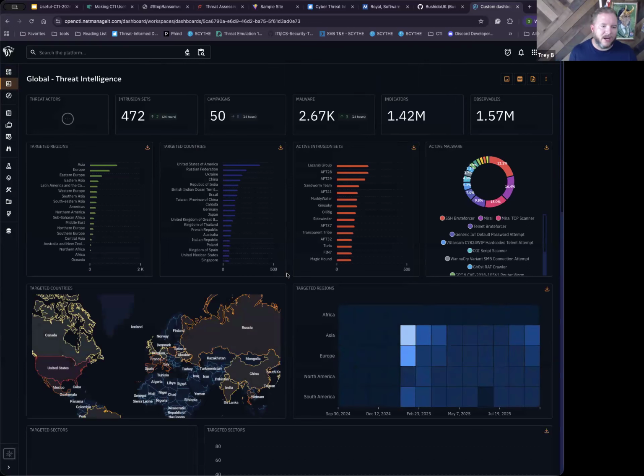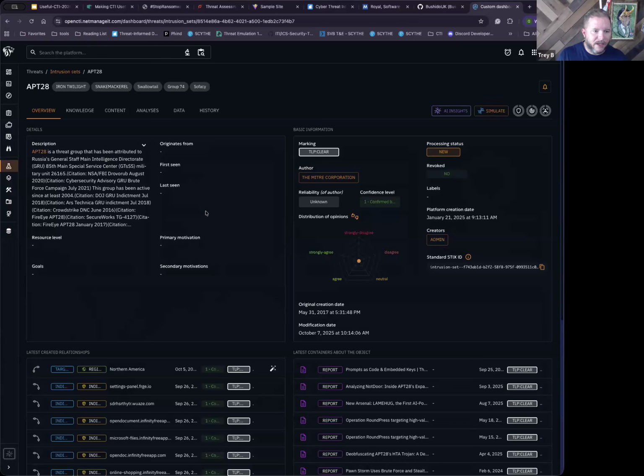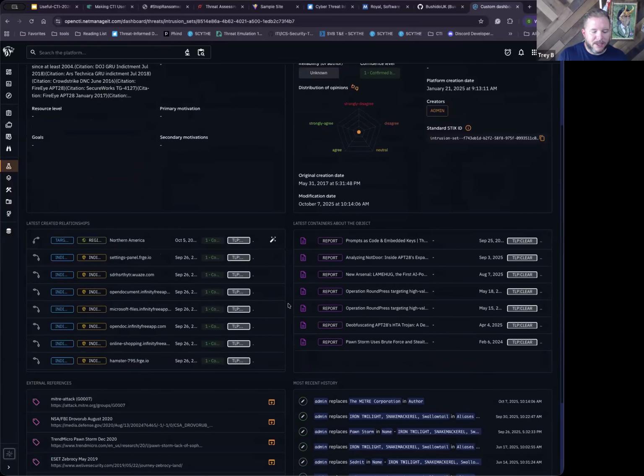So they're talking here now about active intrusion sets and different malwares that are being used. This is a good way for you to come in here and pivot and correlate based on what we're seeing. You see, I just clicked on APT 28. Now we've got some quick descriptions, some data about the orgs, and any relationships tied to this specific object within OpenCTI, being that threat actor group.